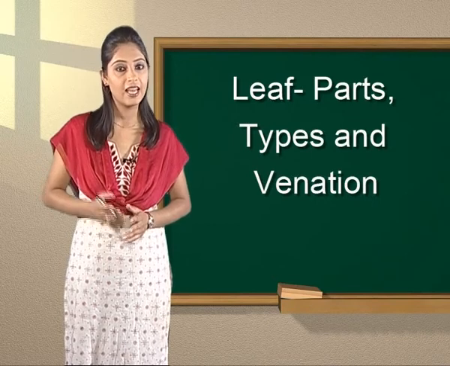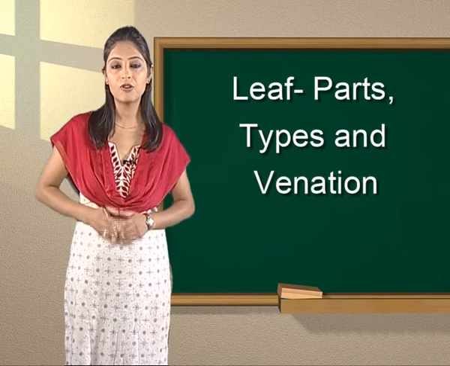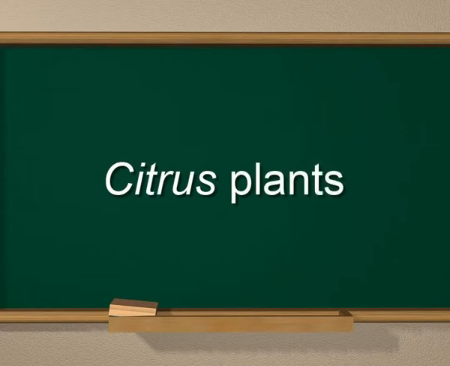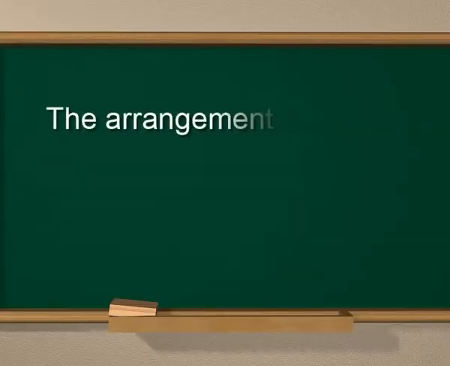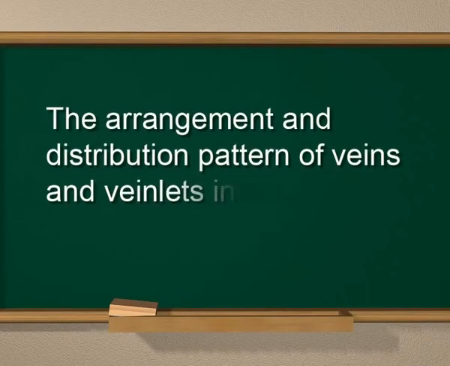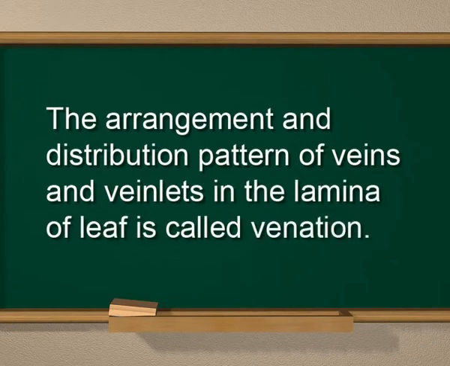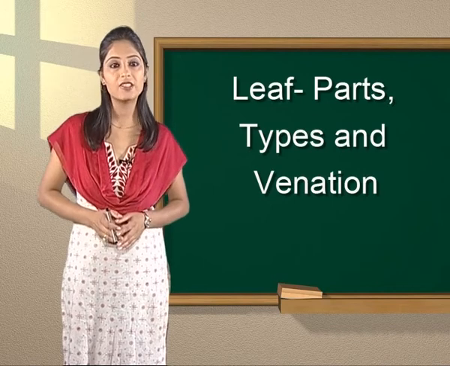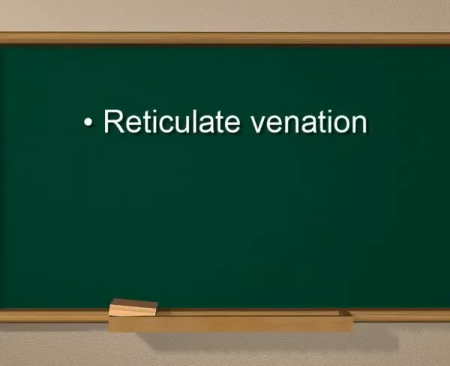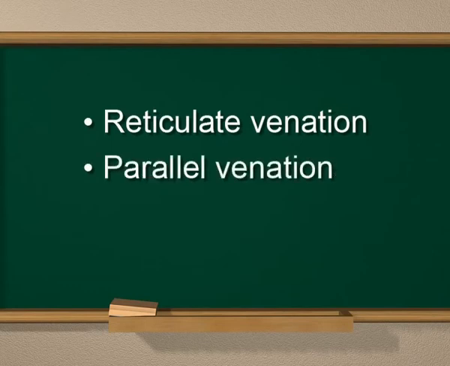The next question is, name the plant in which winged petioles are found. Answer. Winged petioles are found in citrus plants. Next question. Define venation. Answer. The arrangement and distribution pattern of veins and veinlets in the lamina of leaf is called venation. Next question. Name the three types of venation. Answer. Venation is of three types: reticulate venation, parallel venation and furcate venation.